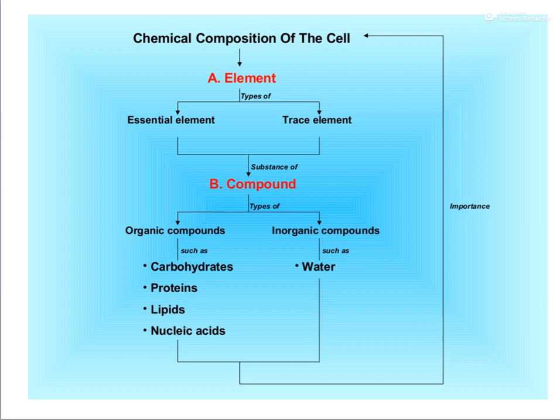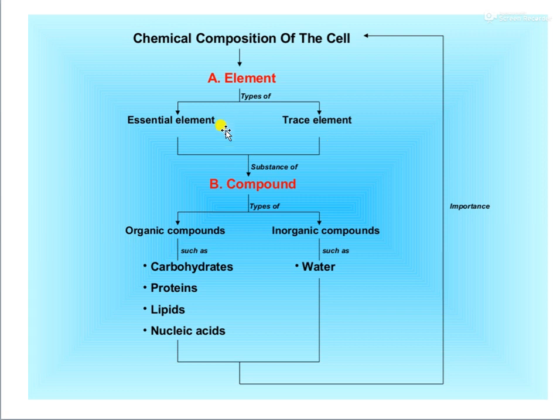If we consider the chemical composition of a cell, every cell is made up of different elements. These elements can be essential elements, or some will be found only at a trace level, in a small amount. They are referred to as the trace elements. But some of the elements are very essential, because large quantities of them are required for the production of various biomolecules. So they are called the essential elements.